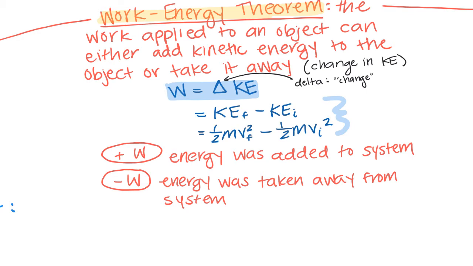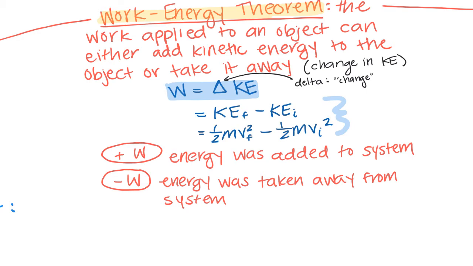All right, last thing I wanted to point out related to the work-energy theorem is that we can have a positive or negative work. Now, remember, work is a scalar, so a positive or negative work does not necessarily indicate the direction the work is being done, but it does indicate something about the object's change in energy.